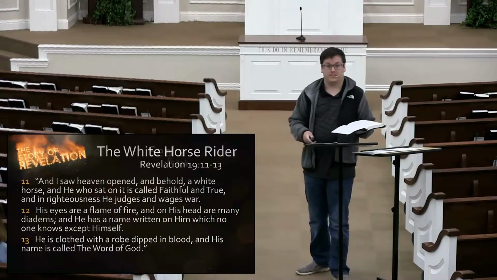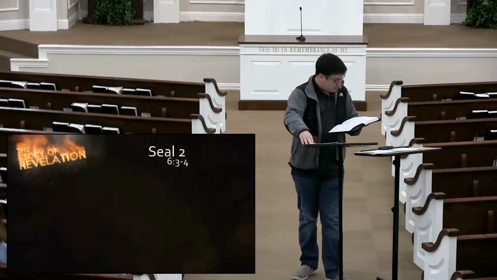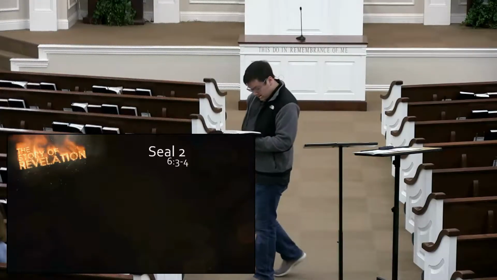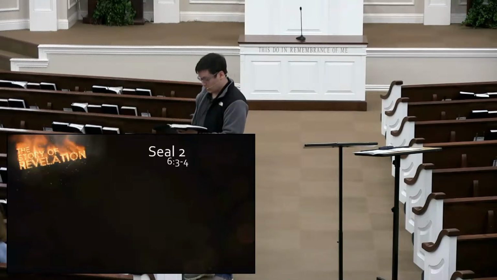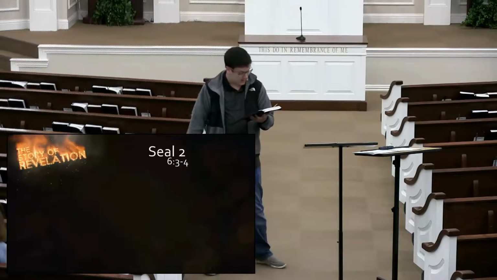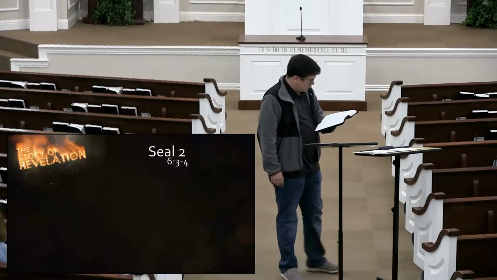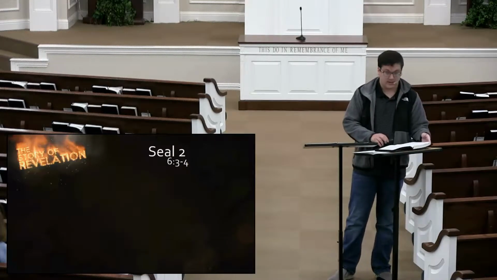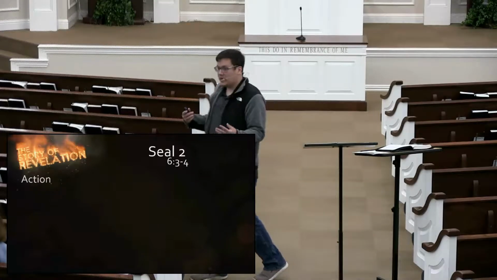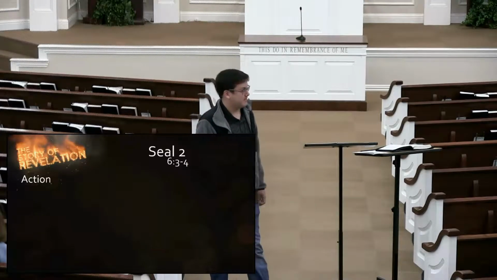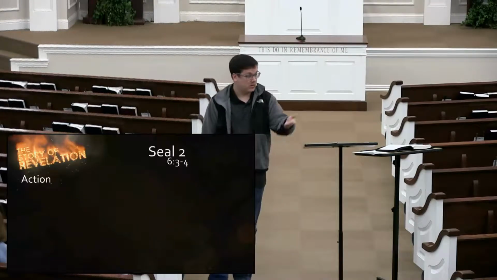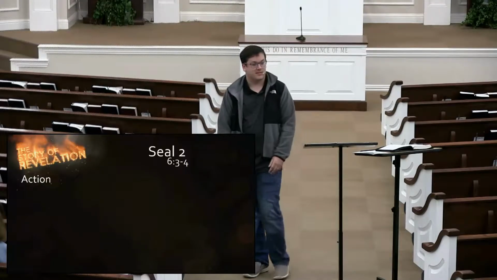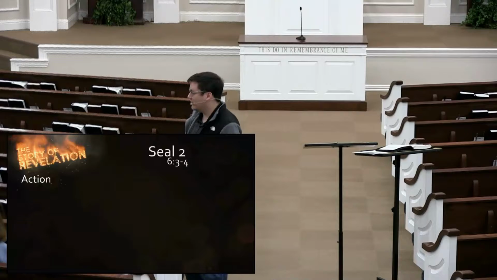Seal number 2. When he broke the second seal, I heard the second living creature saying, "Come." And another, a red horse, went out, and to him who sat on it, it was granted to take peace from the earth, and that men would slay one another, and a great sword was given to him. Again, describe what happens when this seal is broken. Okay, war, peace was taken. By what? What's similar in this seal to what we had in the first seal?